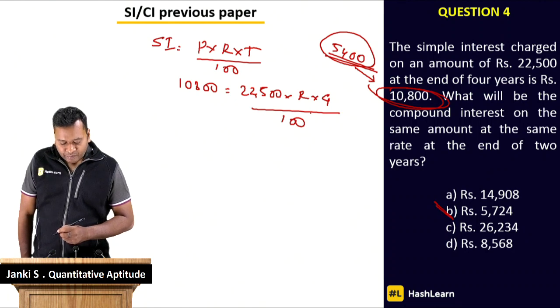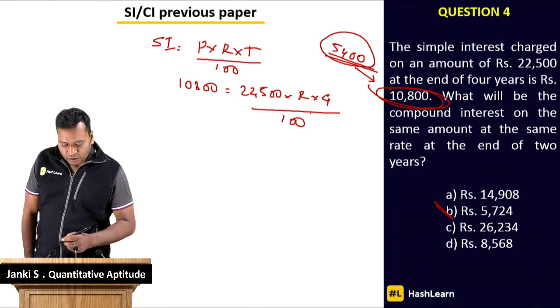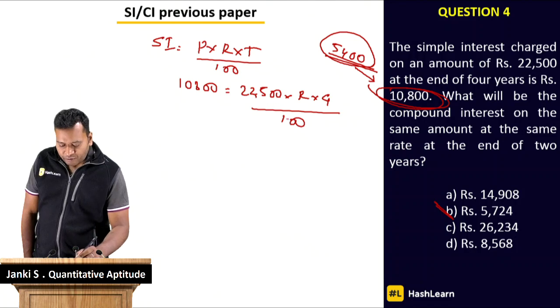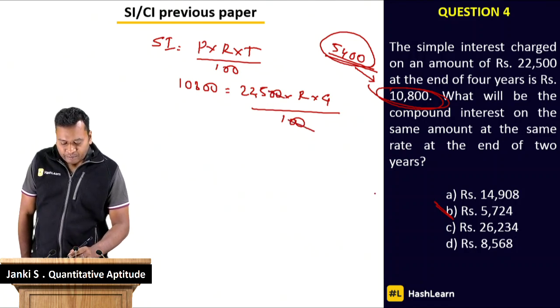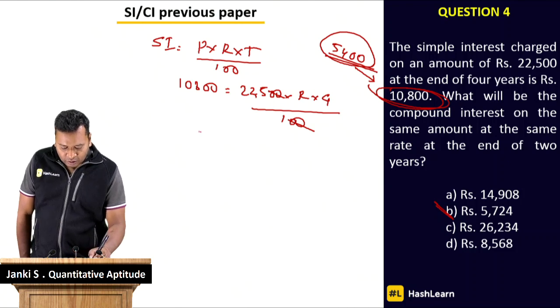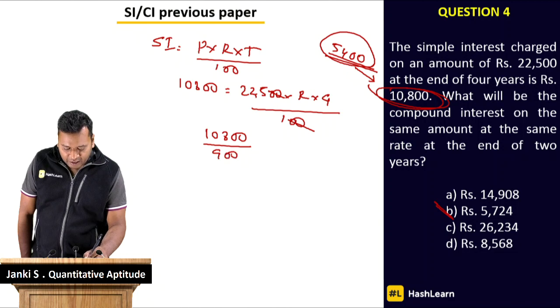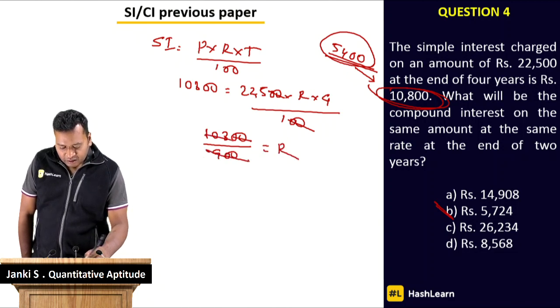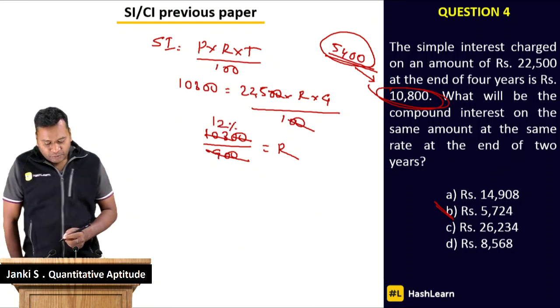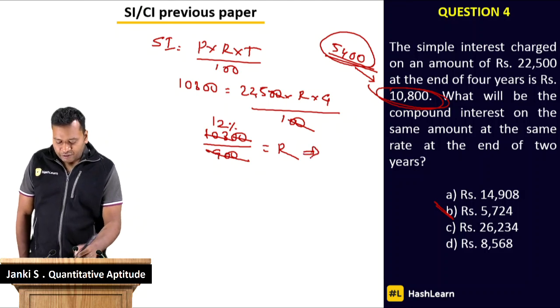Let's try to calculate. So let's try to work on the values here. First thing is let's work on this, right. And my value is 225 into 4 is how much? 900. So 10800 by 900 should be equal to my rate of interest. My interest is nothing but 12%. So my rate of interest is 12% here. That's the first thing which you can identify.